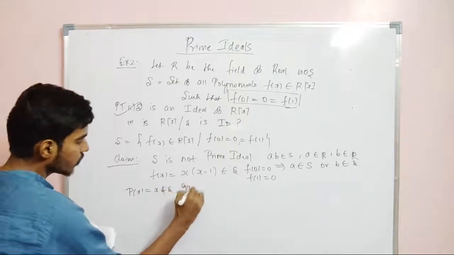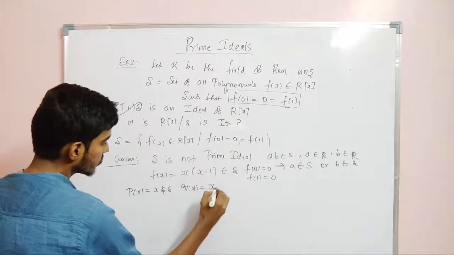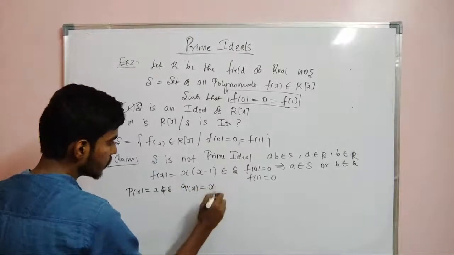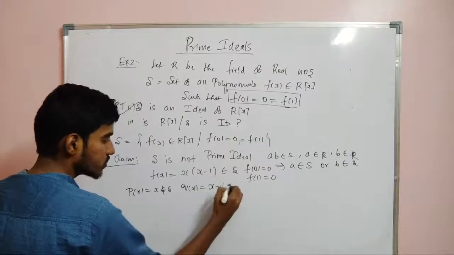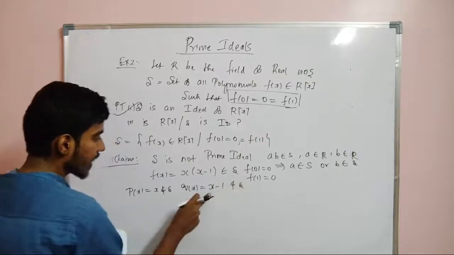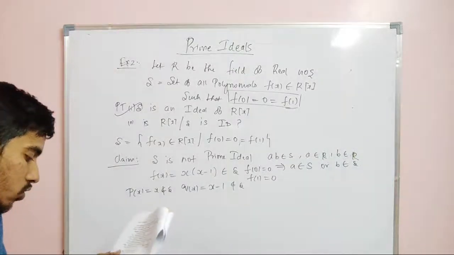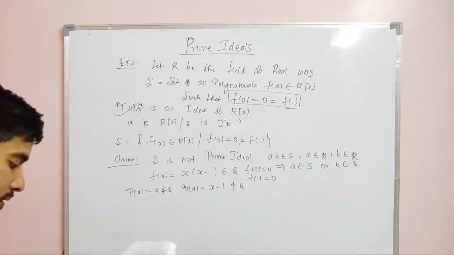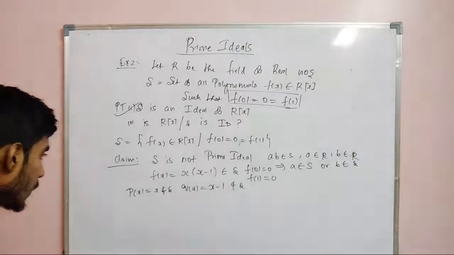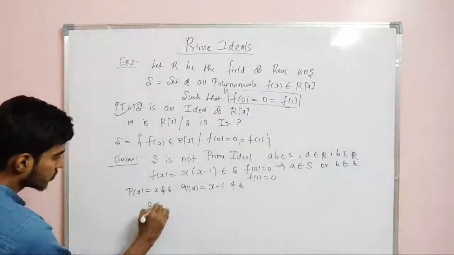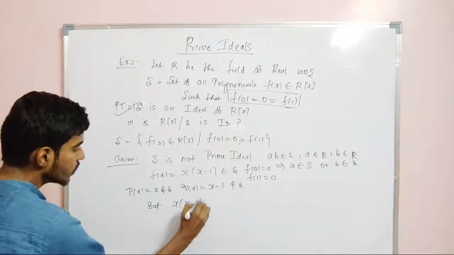Now, what about Q of x? Let us take Q of x to be equal to x minus 1. Again, this does not belong to S. Actually, Q of 1 is 0, but Q of 0 is not 0. Therefore, both are not in S, right? But x into x minus 1 belongs to S.